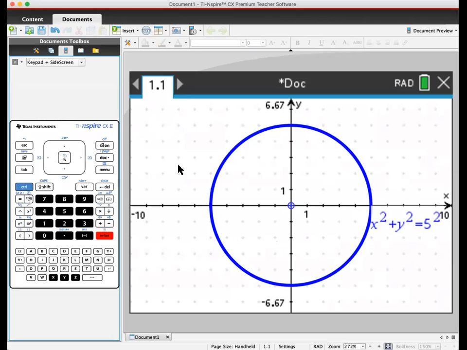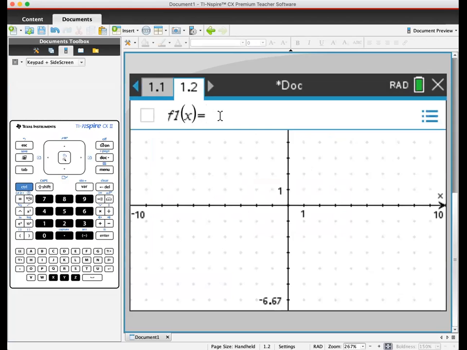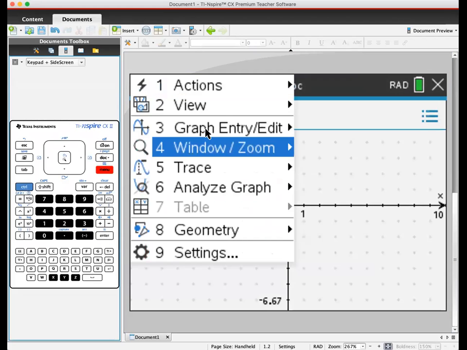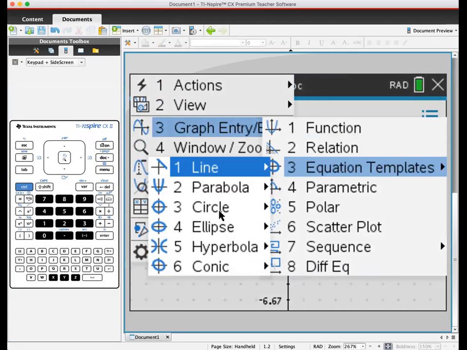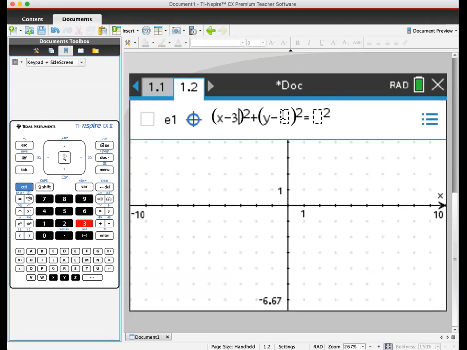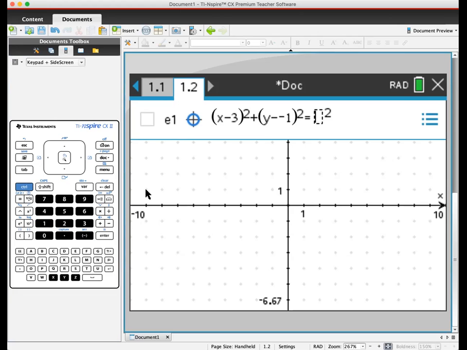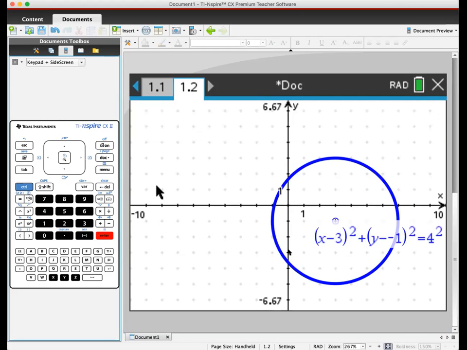Okay, so I'm sharing the calculator. I'm going to get a new page, so I'm going to go Control Doc, which adds a page, and I'm going to add a graphs page. Once again, I'm going to have to change the entry line. So I'm going through the same steps that we did before to get a circle in center form. And now we want to put in x minus 3 squared, y minus negative 1 squared, because that'll give me plus 1, equals 4 squared. The radius here should be 4. But let's see what happens when we enter this.